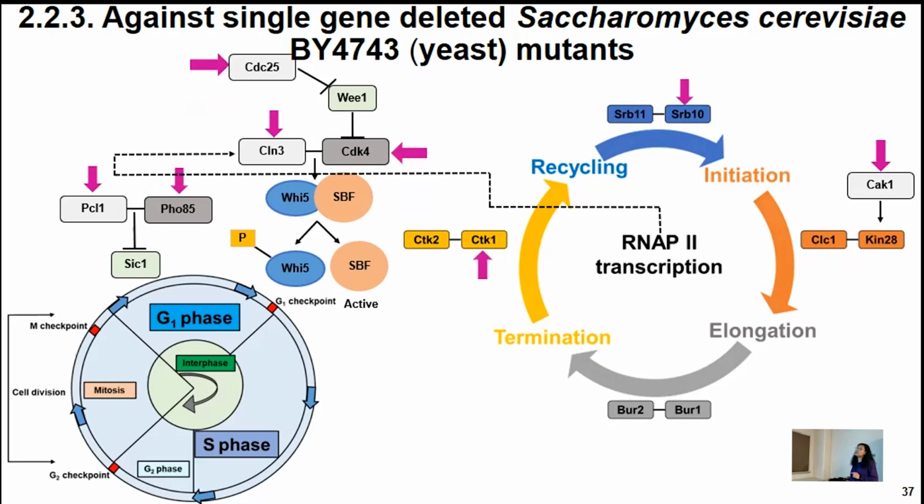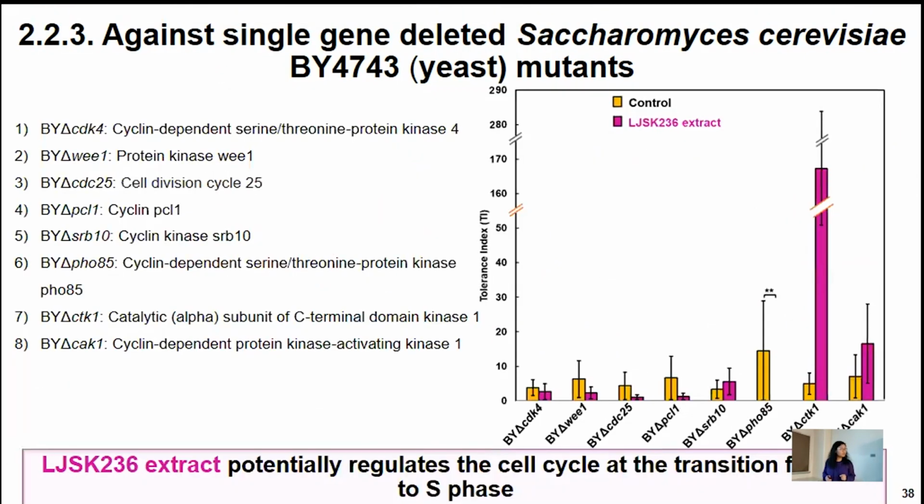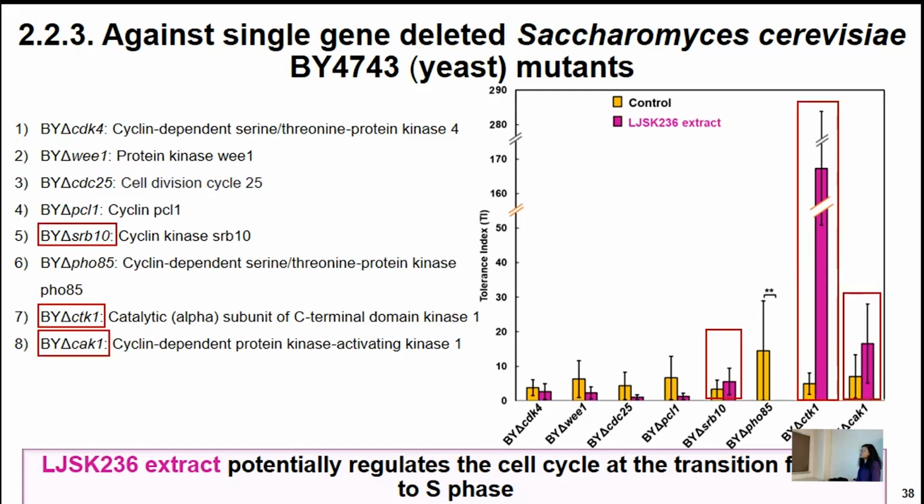Mutants meaning the genes that regulate the cell cycle or the transcription process are deleted in that mutant. So here's the list of the yeast mutants. These are the BY4743 mutants that we selected. We treated these yeast mutants with the control and the 236 extract and measured the tolerance index. What we found for 3 of these mutants is that when treated with the 236 extract, they have a higher tolerance index compared to that of the control.